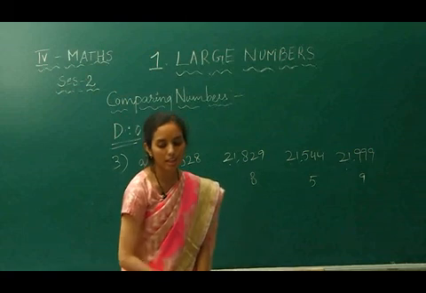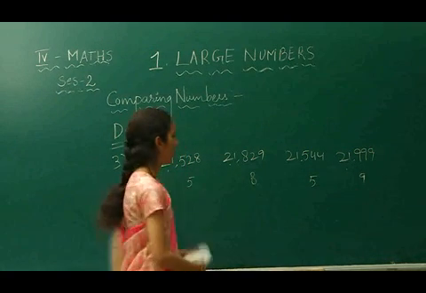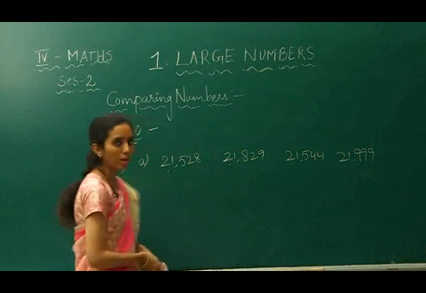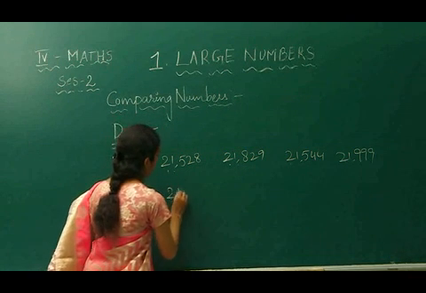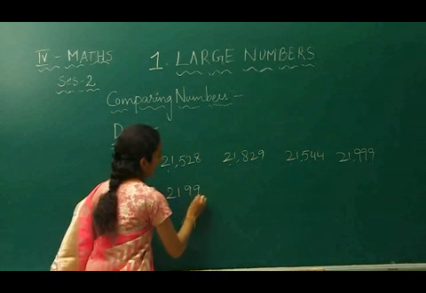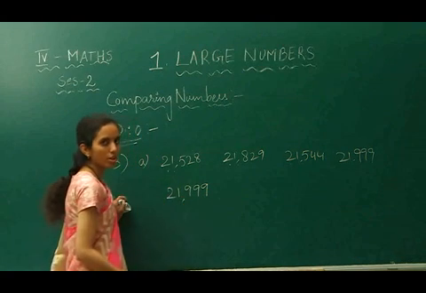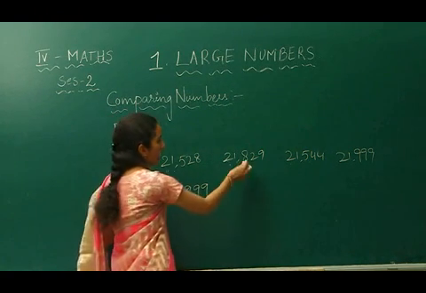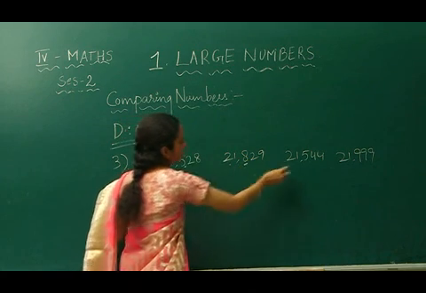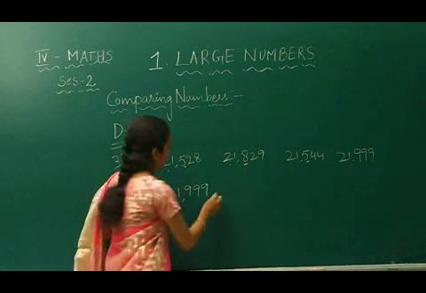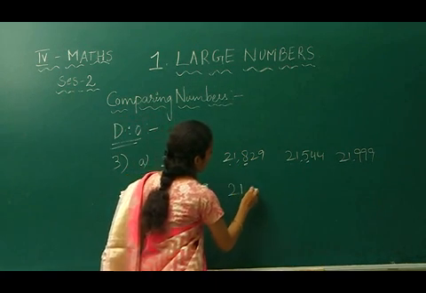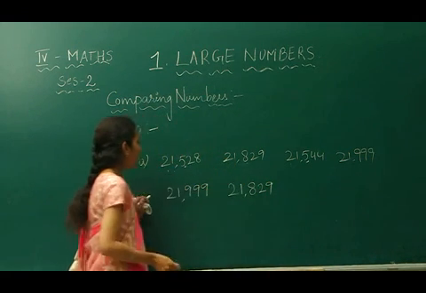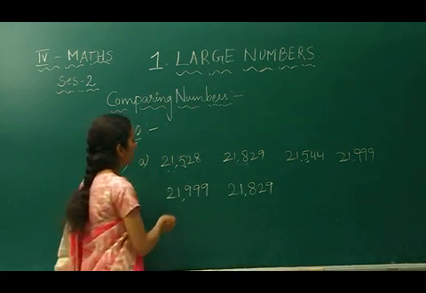9. So, decreasing order is from highest to lowest, no? So, which number comes first? That number comes first, that is 21,999 comes first in the order, and second comes this number. Why? Because we have 8 here, but we have only 5 in these two numbers. So, 21,829 will come here. And next, which number will come next?